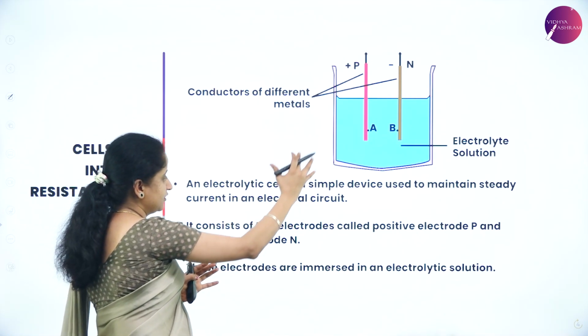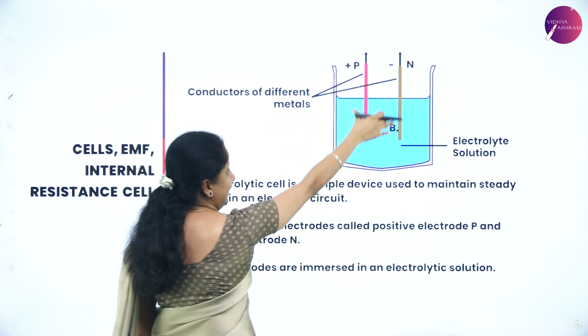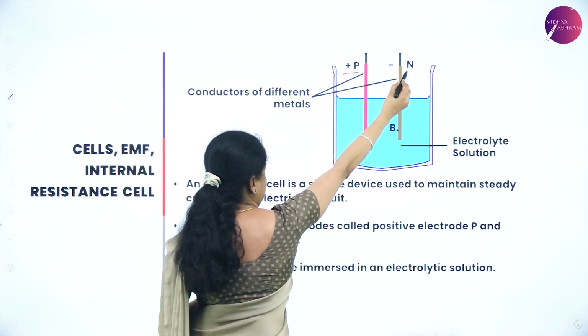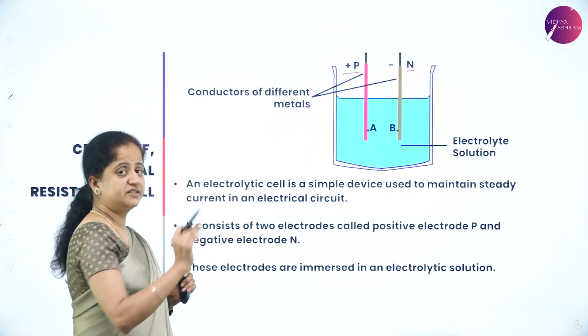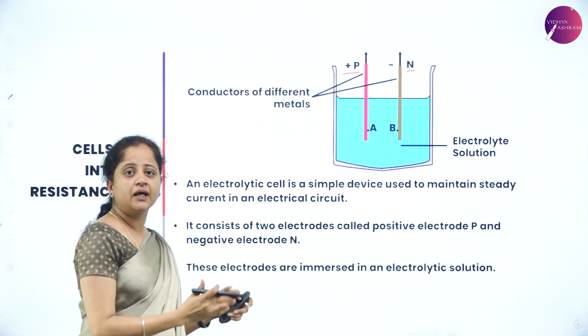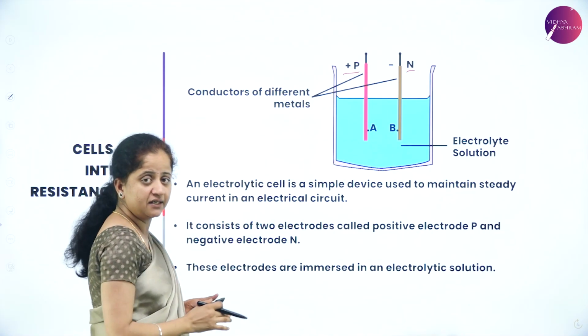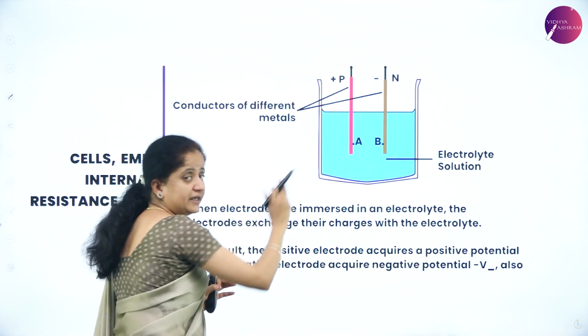Why do we call it an electrolytic cell? Because it consists of an electrolyte solution, and it has two electrodes, plus (P) and minus (N). I am calling one an anode and the other a cathode. These electrodes are immersed in an electrolytic solution. So what happens when these electrodes are immersed in it? These electrodes exchange their charges with the electrolytic solution.